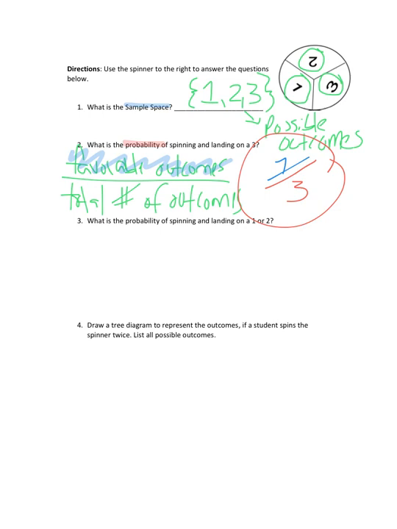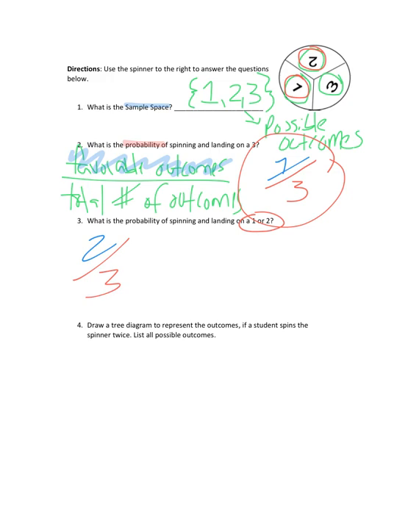For question 3, what is the probability of spinning and landing on a 1 or 2? Once again we're talking about landing on a 1 or a 2. We look at that spinner. There are 2 sections that are favorable, a section for 1 and a section for 2, meaning favorable outcomes would be 2, total outcomes would be 3. That's the probability of spinning and landing on a 1 or 2.